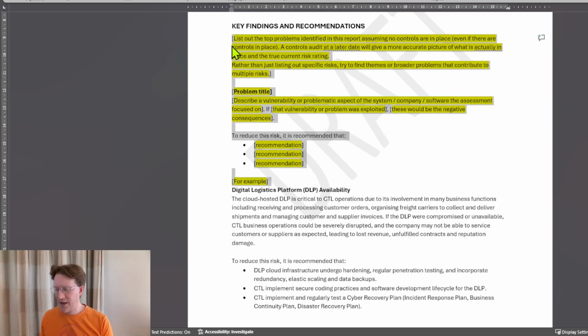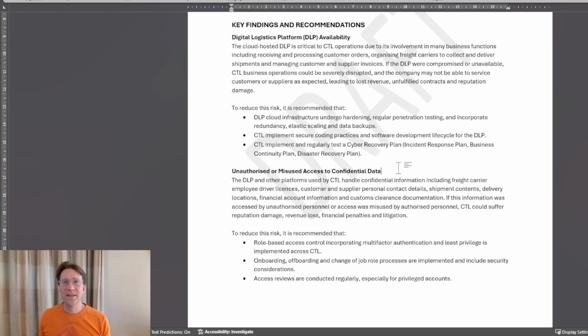So if we delete this example section, well, the second key finding, we're looking at unauthorized or misused access to confidential data. We first describe how the DLP and other platforms used by CTL handle confidential information, including freight carrier drivers' licenses, customer and supplier personal contact details, shipment contents information, delivery locations, financial account information, customs clearance documentation. These are the types of confidential information handled by the company, essentially, not just the DLP.